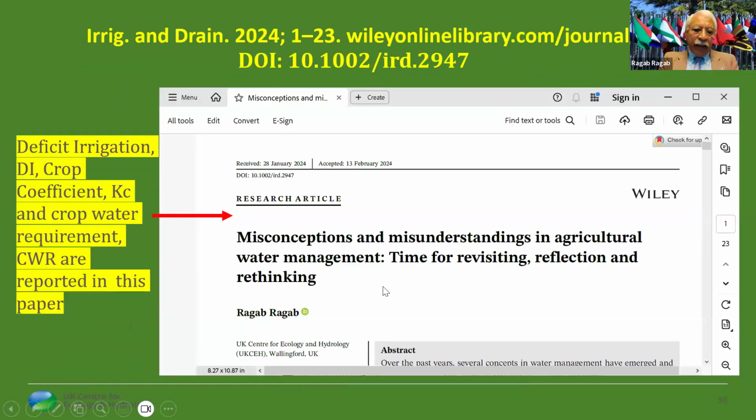And I refer to that in a paper recently published under misconceptions and misunderstanding in agricultural water management, time for revisiting, reflection, and rethinking. That paper has about 10 issues. Deficit irrigation misunderstanding is one of them. So I would encourage those interested to have a look at the paper.